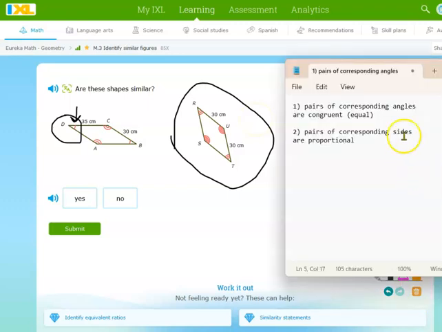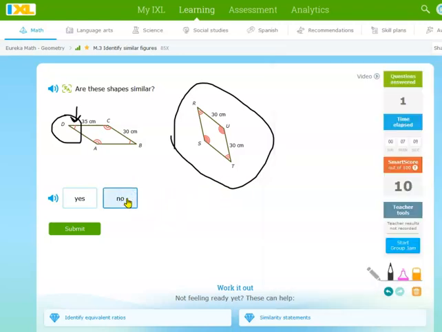Therefore, the pairs of corresponding angles are not congruent. Therefore, this has already failed. Remember, everything has to go perfectly in order for us to be able to say yes. So this is going to be another no. And I don't even need to check the sides. I don't even need to write out my proportions, although it looks like that wasn't going to work either. I'm going to hit submit.